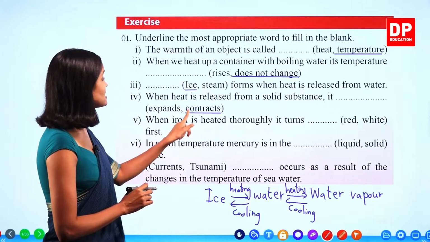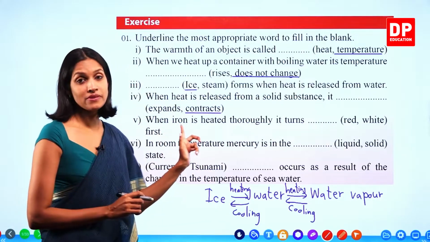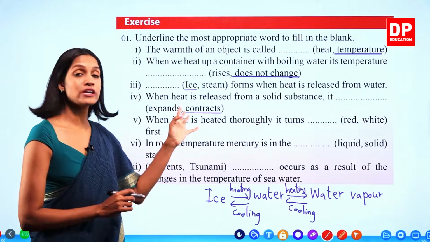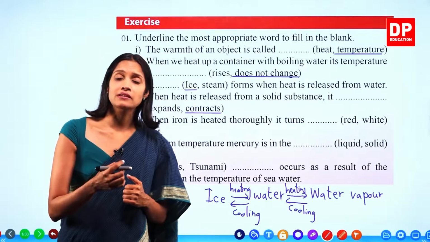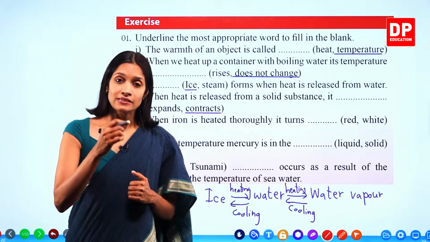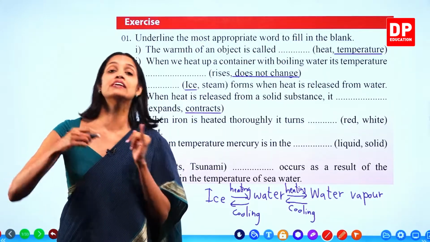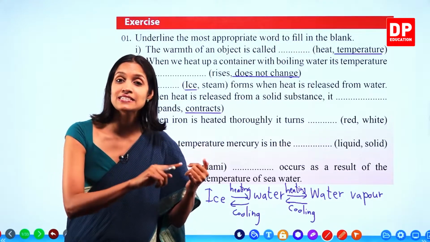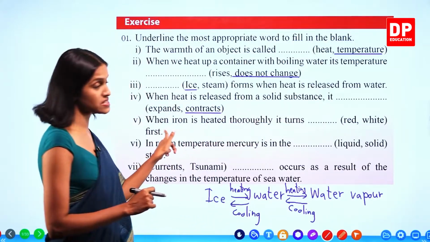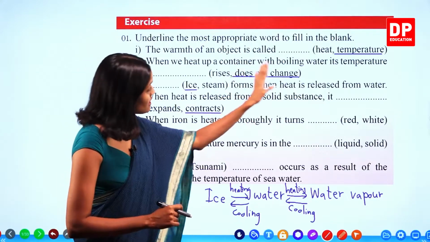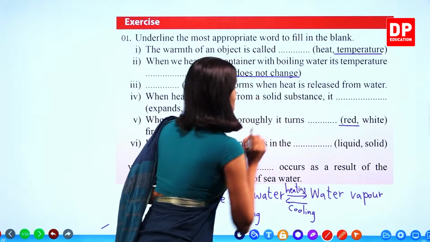When iron is heated thoroughly, it turns red or white first. So do you remember, due to heat, color change takes place. So when we heat something like a metal, what happens? First the metal turns red color, then the metal turns orange color, then yellow color, and finally white color. So the first color change is red. Okay? When iron is heated thoroughly, it turns red or white first. First it turns red, it turns white last, finally. Okay? Therefore, first it turns red.